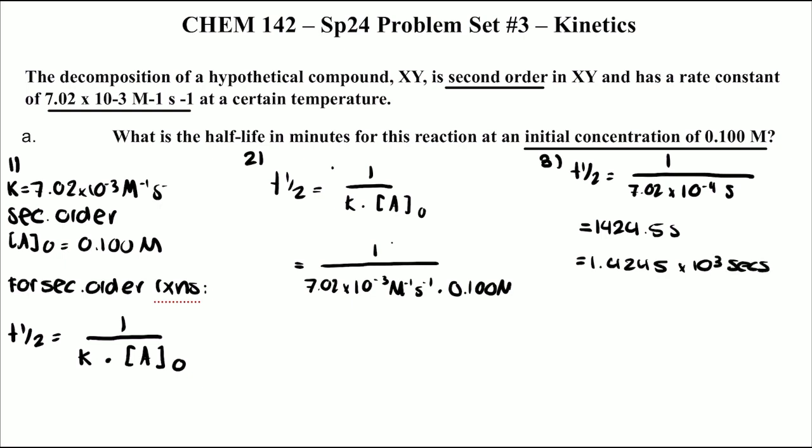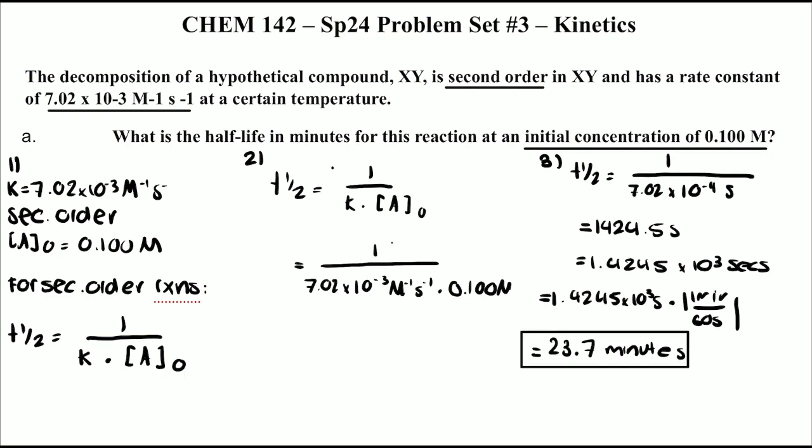Now, since we need this in minutes, we need to convert this using a conversion factor. We know that 1 minute has 60 seconds, so if we use this conversion factor and divide 1.4245 times 10 to the power of 3 by 60, we get an answer of 23.7, with our units here in minutes. Therefore, the answer for 5a is 23.7 minutes. In this way, by collecting relevant data and identifying the order of a reaction, inputting our data and doing our calculations, we have solved for the half-life of a second-order reaction.